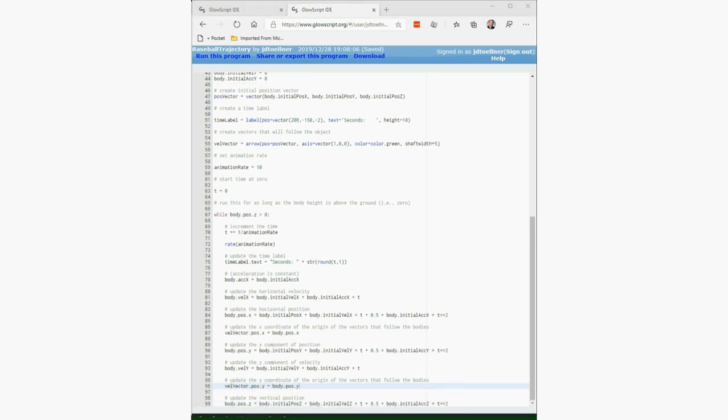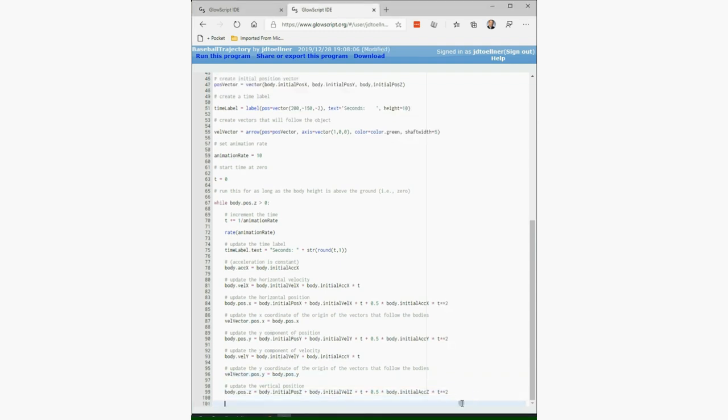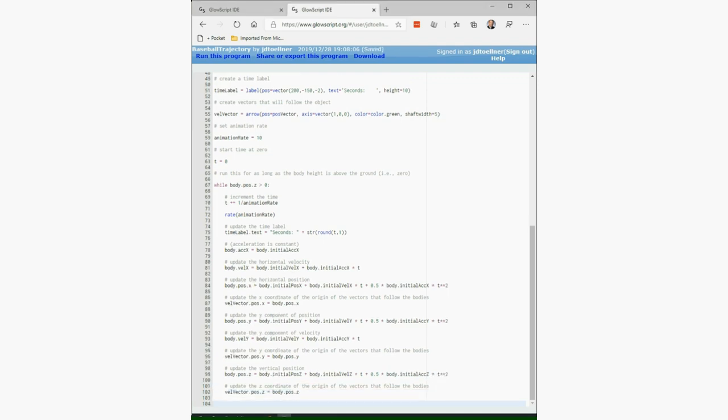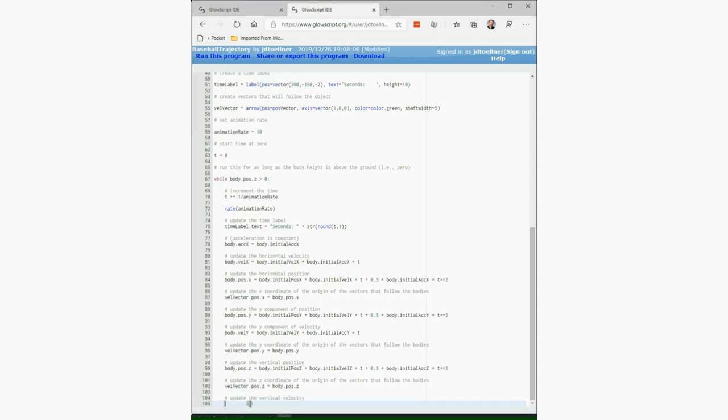So you can see what I'm doing here. The head or the tail of this vector is going to move along with this moving body, the baseball. And here's the z coordinate. So as x, y, and z of the body change, x, y, and z of the vector change. And there's one more thing I need to do. I need to change the length and the orientation of the actual velocity vector.